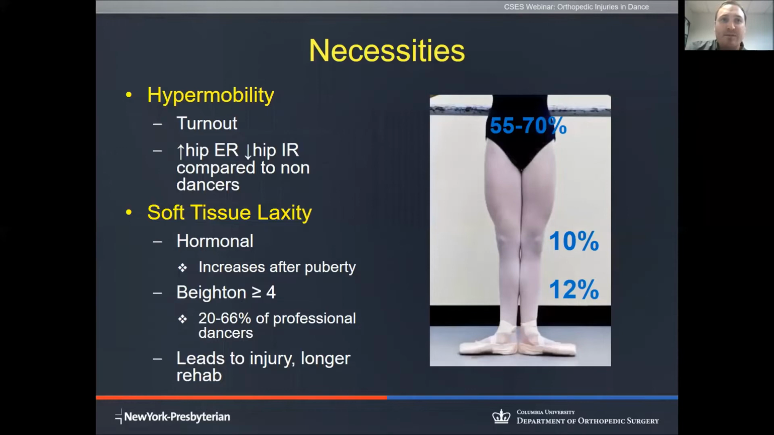And then finally, in terms of the hormonal influence, particularly we see this in female dancers, the prevalence of hyperlaxity increases in females after puberty. This is expected since there are high hormone levels during ovulation of the menstrual cycle, and during pregnancy, which facilitate the loosening of pelvic ligaments. Dancers with joint hypermobility syndrome, or generalized joint hypermobility, have a Beighton score of over 4.